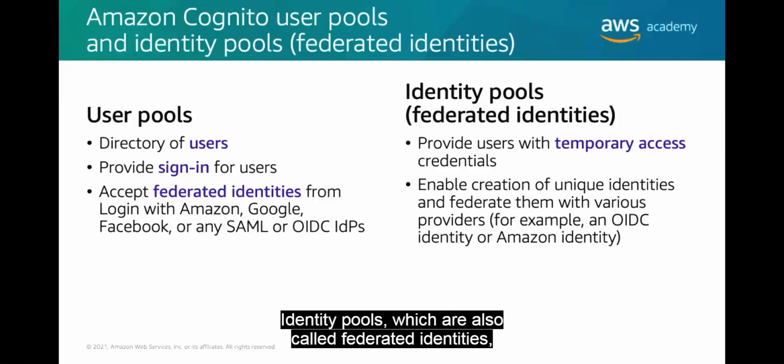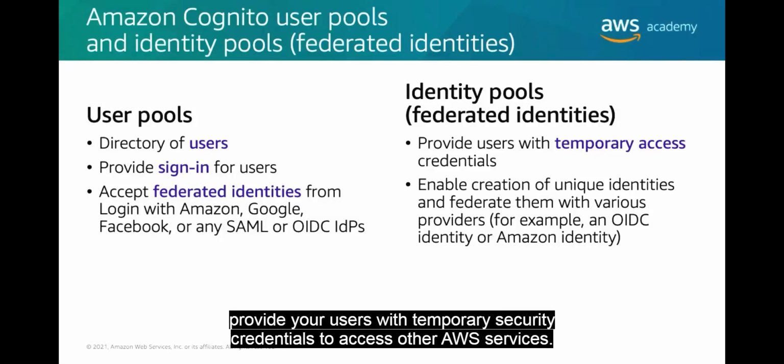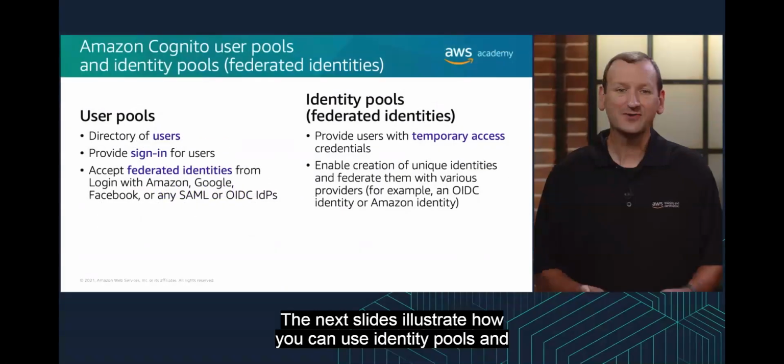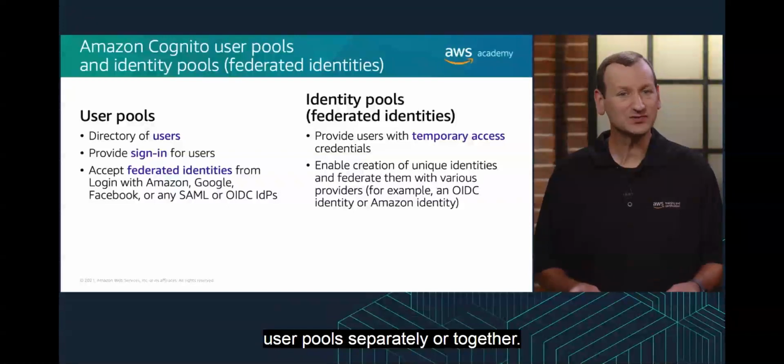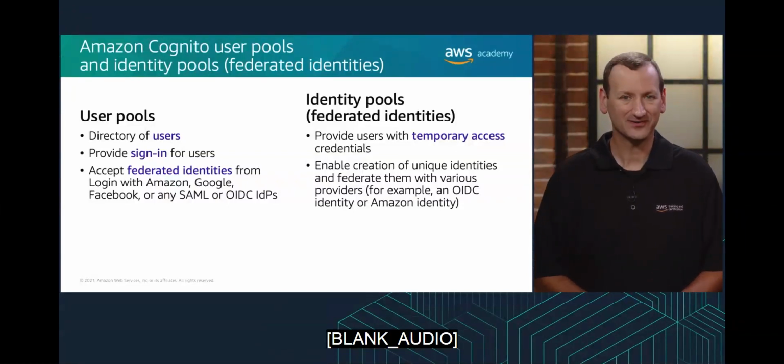Identity pools, which are also called federated identities, provide your users with temporary security credentials to access other AWS services. The next slides illustrate how you can use identity pools and user pools separately or together.